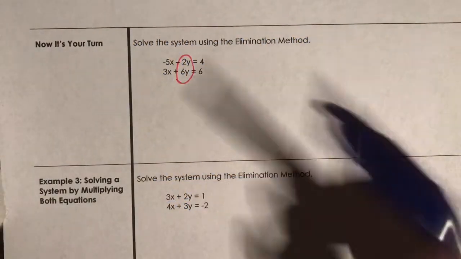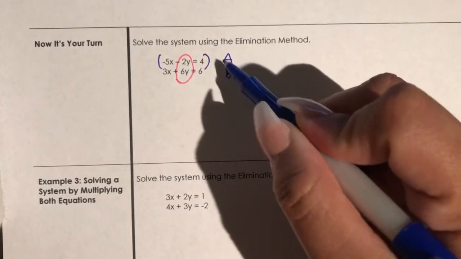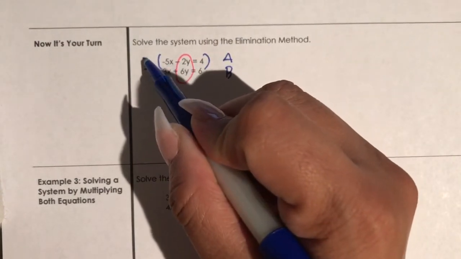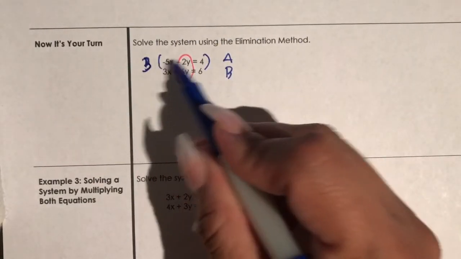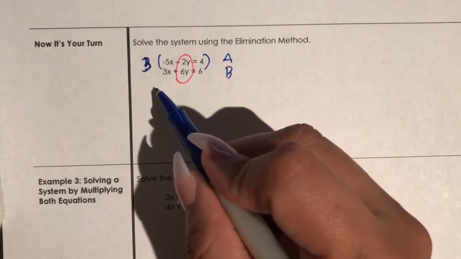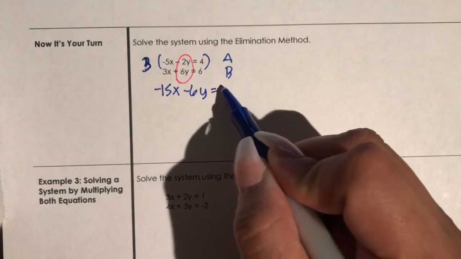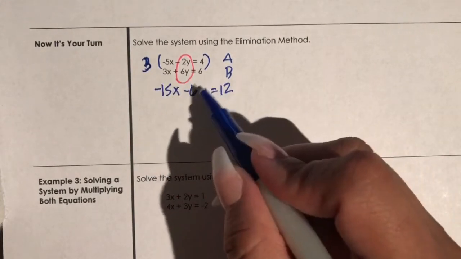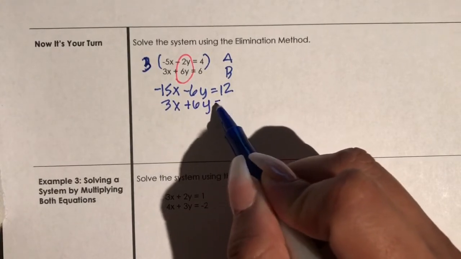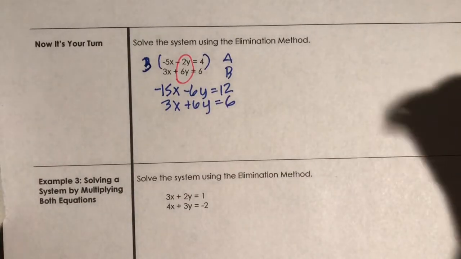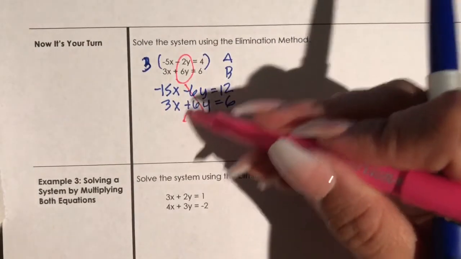Opposite signs. One is a negative, one's a positive. We're going to multiply equation A by 3. And we're going to distribute the 3 to each term and see what we get. So we get negative 15x minus 6y equals 12. Let's rewrite equation B. 3x plus 6y equals 6. We know that these are going to go away. Eliminate.